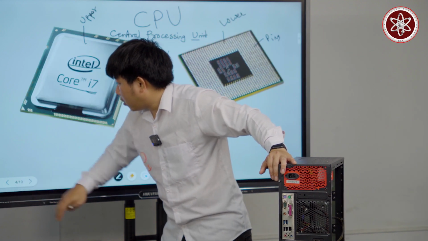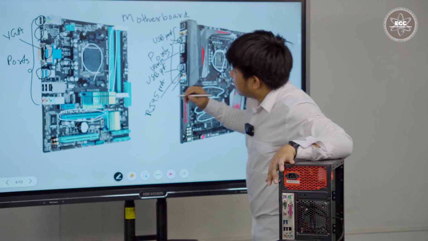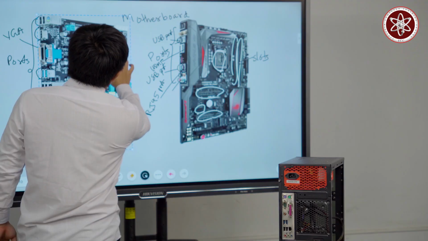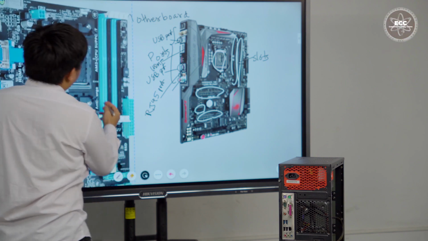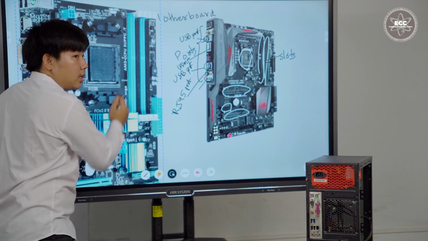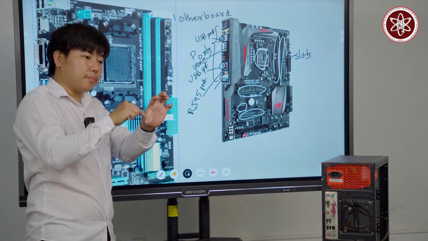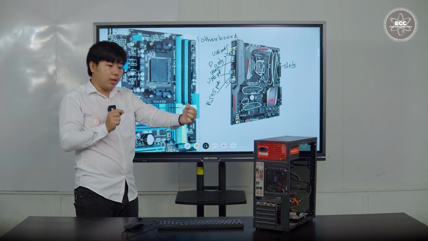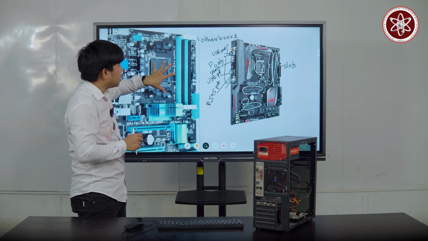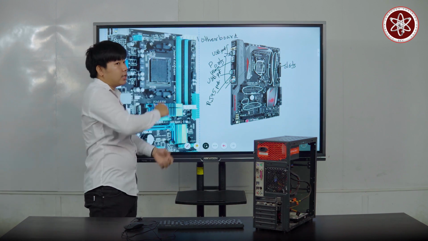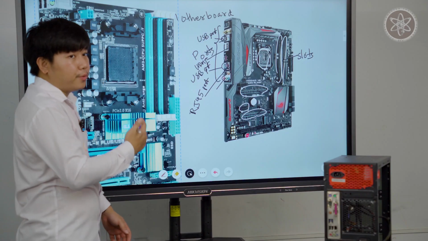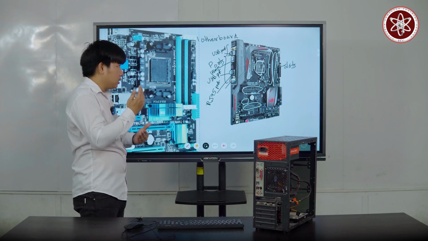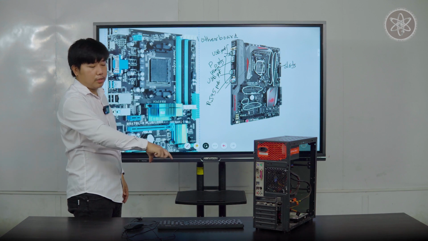So that is for here. When we magnify this, you can see a little bump here. So that opening is actually for this bump. If we put the RAM in the wrong way, it could destroy the RAM. So we have to be careful while inserting the RAM.